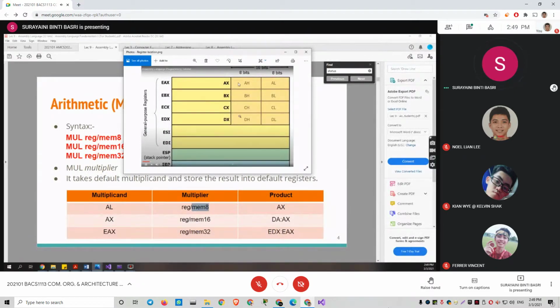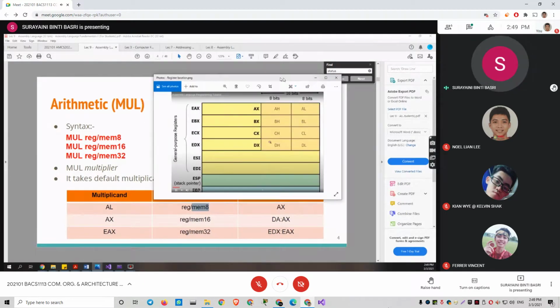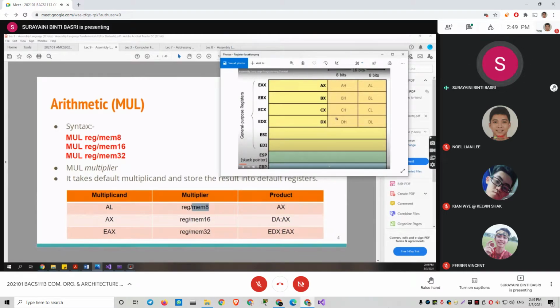AX is the combination of AH and AL. So when we do any multiplication of 8-bit numbers, the result will be stored at double its size. For 8-bit number multiplication, the result will be stored in a 16-bit register, which is AX. This is the default for 8-bit number multiplications.